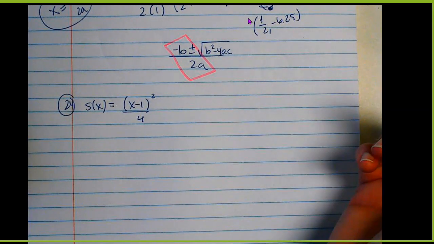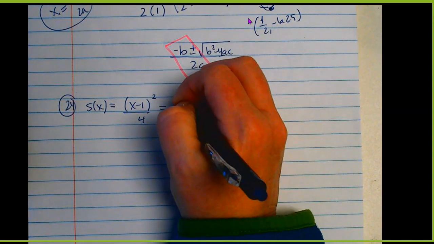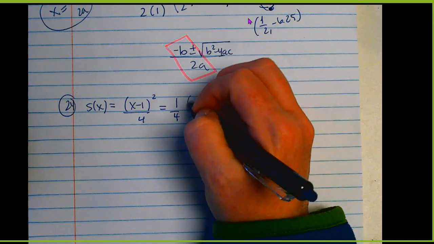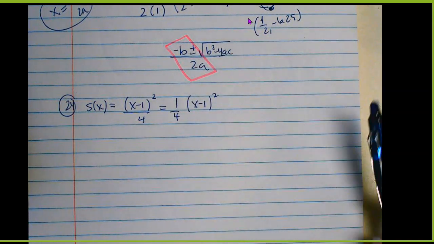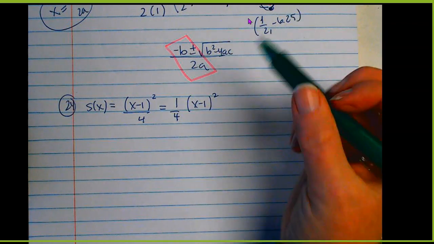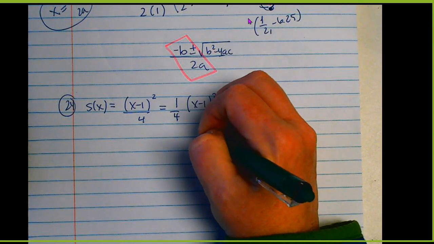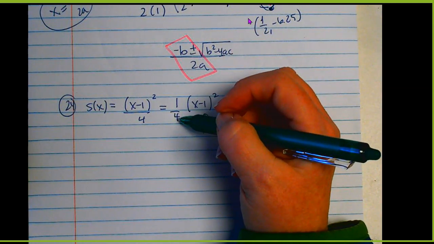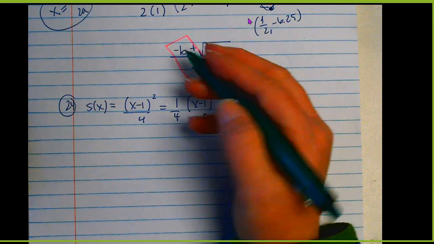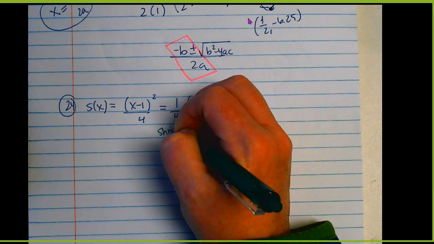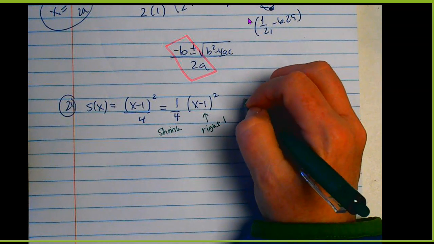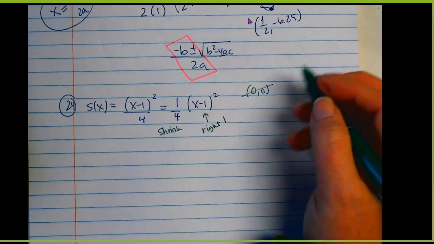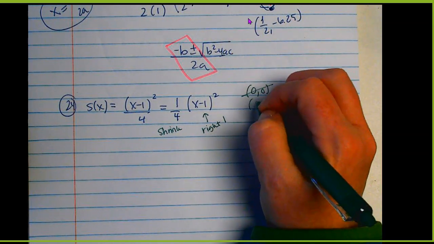Now this function is easier for me to look at if I write it with the 1/4, this 4 in the bottom, if I put it to the front and then write x minus 1 squared. And the reason for that is that now I know that this is going right 1, and I know that this is a shrink factor because I'm multiplying everything by a 4th, and it makes it smaller. So this makes it easy because now I can see the vertex. Normally the vertex is at 0, 0, but this one has been shifted right 1, so it's at 1, 0.